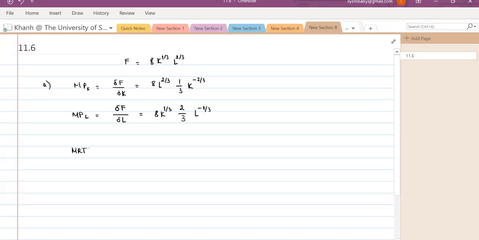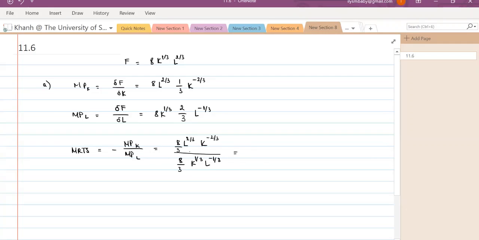The marginal rate of technical substitution is just going to be the negative of the marginal product ratio, so marginal product of capital over marginal product of labor. Again, this is very similar to the marginal rate of substitution, where you can put L first or you can put K first, it doesn't matter. So I get 8/3, L to the power 2/3, K to the power negative 2/3, everything divided by 2/3, K to the power 1/3, L to the power negative 1/3.